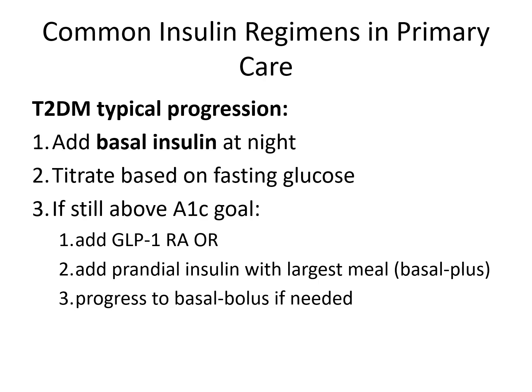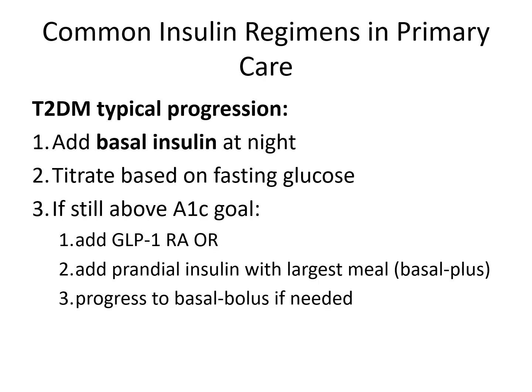So let's quickly talk about how insulin is typically introduced and intensified in type 2 diabetes in a primary care setting. So the usual progression is to add basal insulin at night. As we said before, this targets fasting glucose first because hepatic glucose output overnight is often the major contributor to the elevated A1C. So once basal insulin is started, we titrate based on fasting glucose. And that's key. The basal insulin adjustments are driven by fasting values, not postprandial readings.